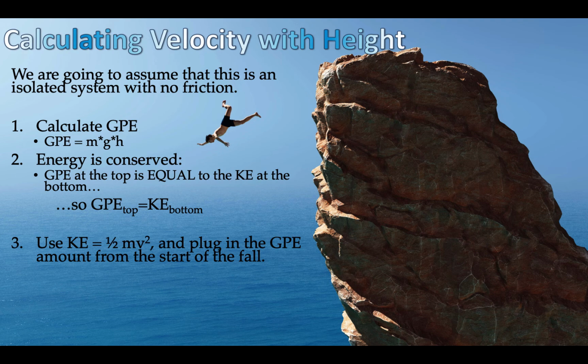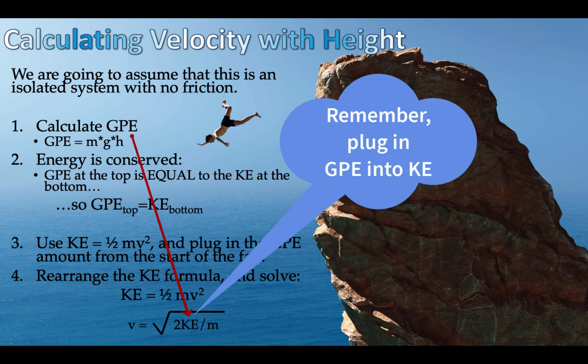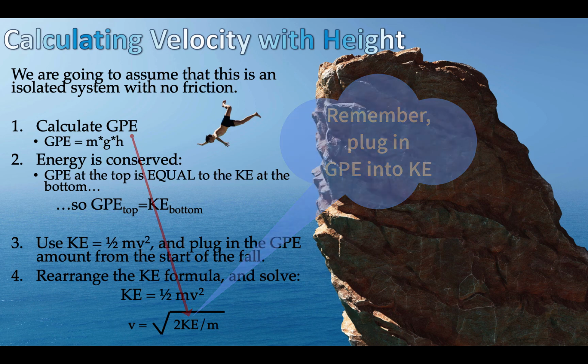Next, we use kinetic energy equals 1/2 mass times velocity squared, and we plug in the gravitational potential energy amount that we calculated from the start of the fall. When we rearrange the formula, we can solve for v, and we get a formula of the square root of 2 times that kinetic energy divided by the mass of the object.